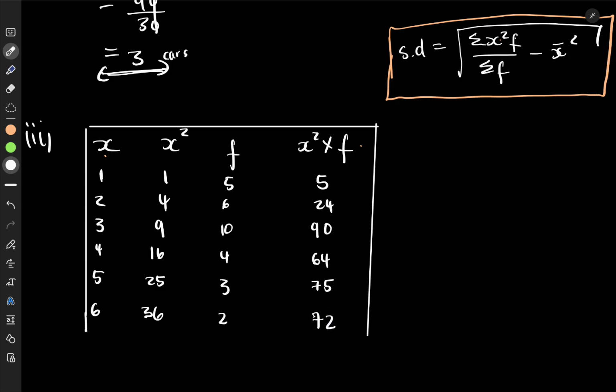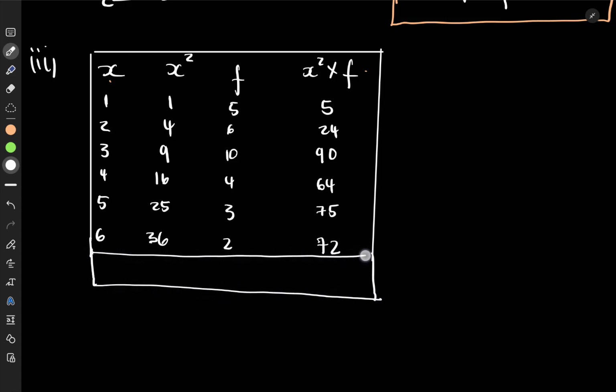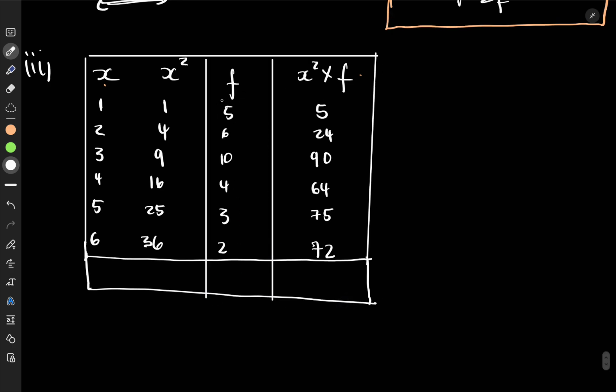Now, once we have it like this, here's an important thing. We are going to sum up the last 2 columns. Don't ever forget to sum them up. We used to sum x squared and other things for the other formula, but right now we are only summing f and x squared f.